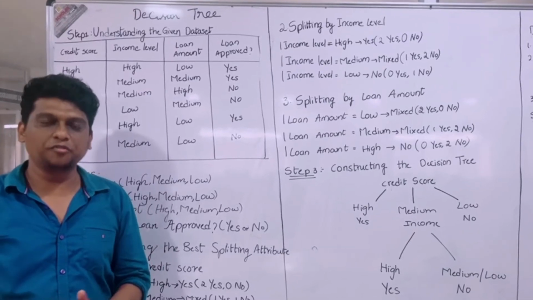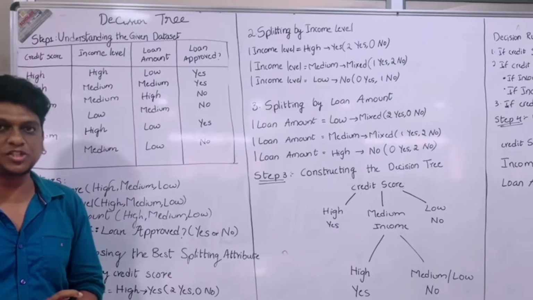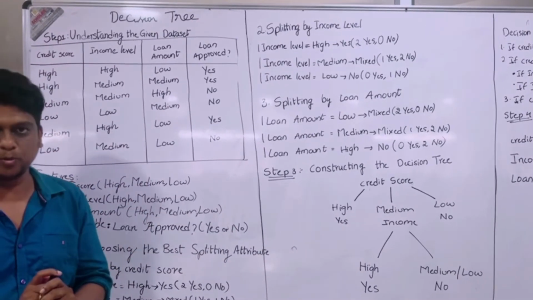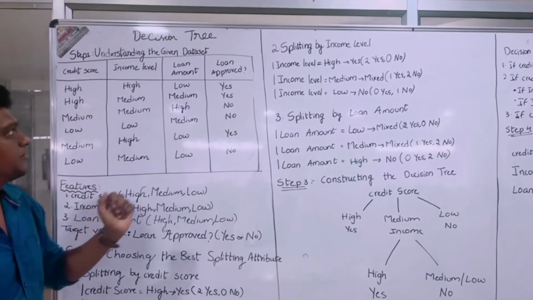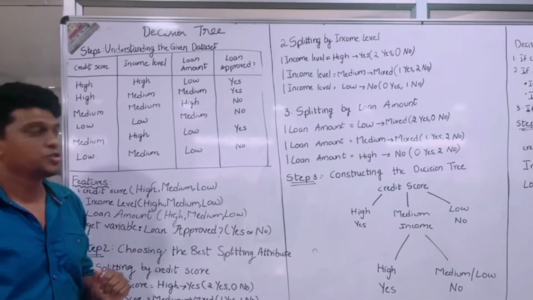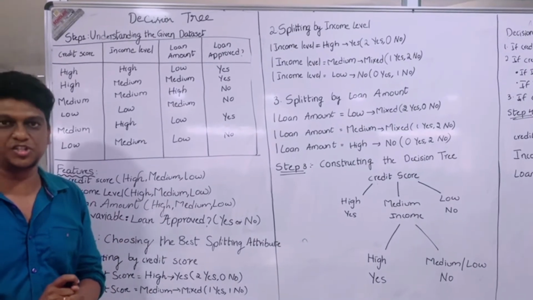Welcome to the video on the decision tree algorithm. Here we are going to construct a decision tree for loan approval. We are provided with three features: the credit score, income level and loan amount. With the help of these three features, we are going to construct a decision tree.